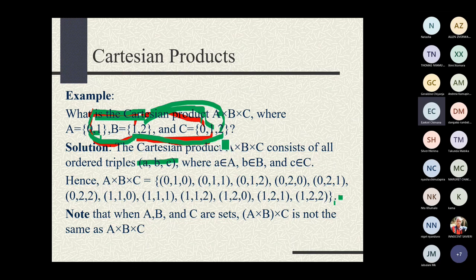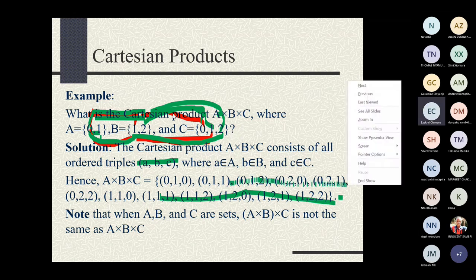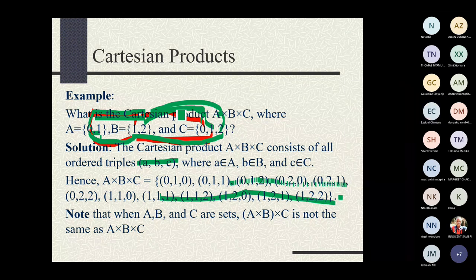So this is how you find the Cartesian product of given sets. Note that when A, B, and C are sets, (A cross B) cross C is not the same as A cross (B cross C), since here you need to first do the cross product of A and B, and then you do the cross product again of that with C. I don't know if there is a question here.